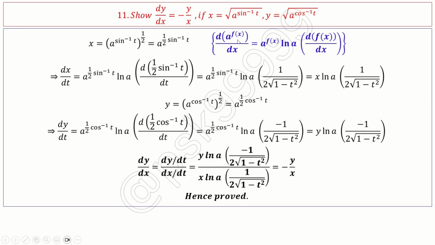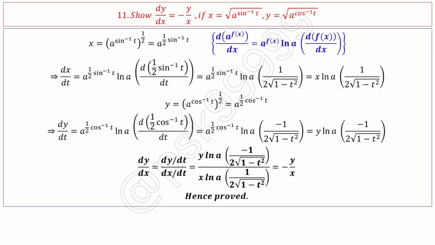Now I can apply my differentiation on a to the power of x. a to the power of f(x) differentiation is nothing but a to the power of f(x) log of a into differentiation of f(x). Okay, so this I will apply here. dx by dt is nothing but a to the power of half sin inverse t log a into differentiation of half sin inverse of t, which is nothing but, I wrote it here, 1 by 2 times square root of 1 minus t square.